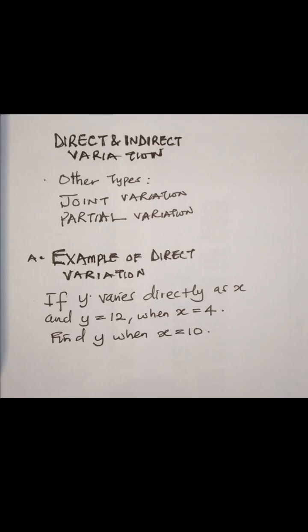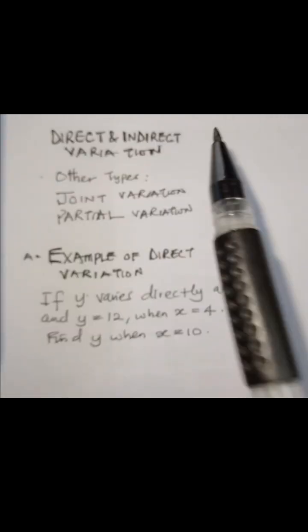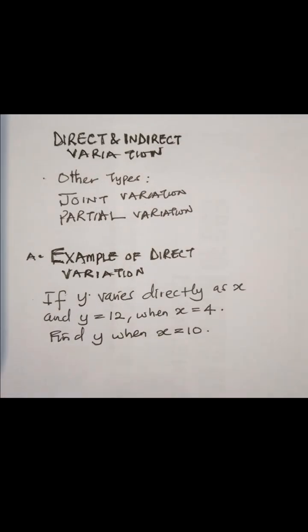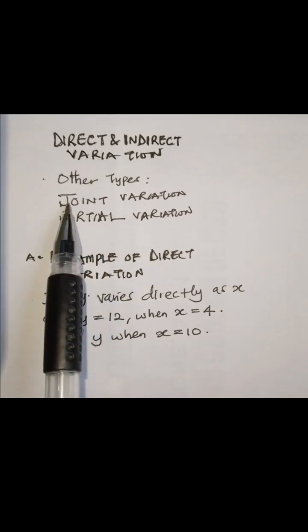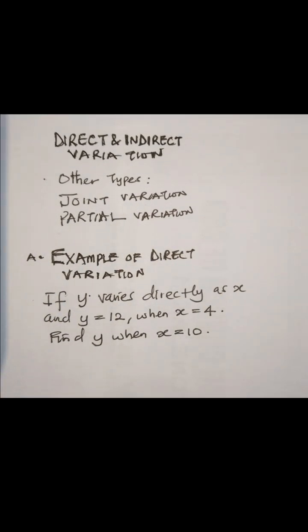In mathematics, variation shows the relationship between two or more quantities. There are 4 major types you should know. 1 is direct variation, 2 is indirect variation. The other types of variation are joint variation and partial variation. But our focus in this video will be on direct and indirect variation.